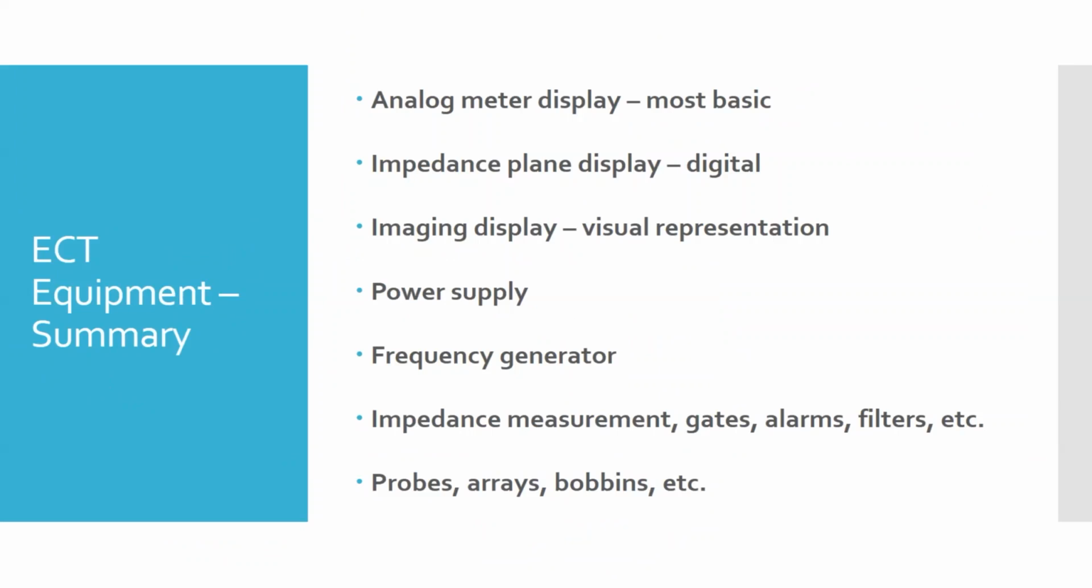In these, there's some kind of a power supply and a frequency generator. This relies on changing magnetic fields, so it has to be an AC current that we're running through our coil. So we have to have the frequency generator. That's where we can control what the frequency is of our coil, which can control depth of penetration and can control sensitivity. And then you've got all kinds of different impedance measurement, gates, alarms, filters, and then your various probes, probe arrays, bobbin-style probes, and circling probes that we talked about earlier when we looked at all different probe shapes. So you put that all together, and you get your eddy current tester.